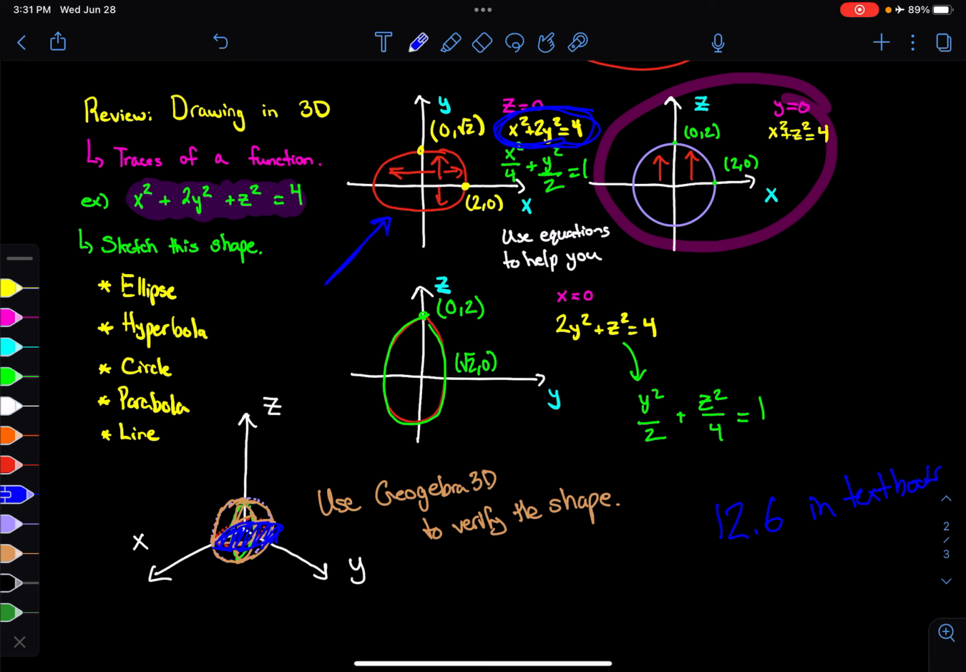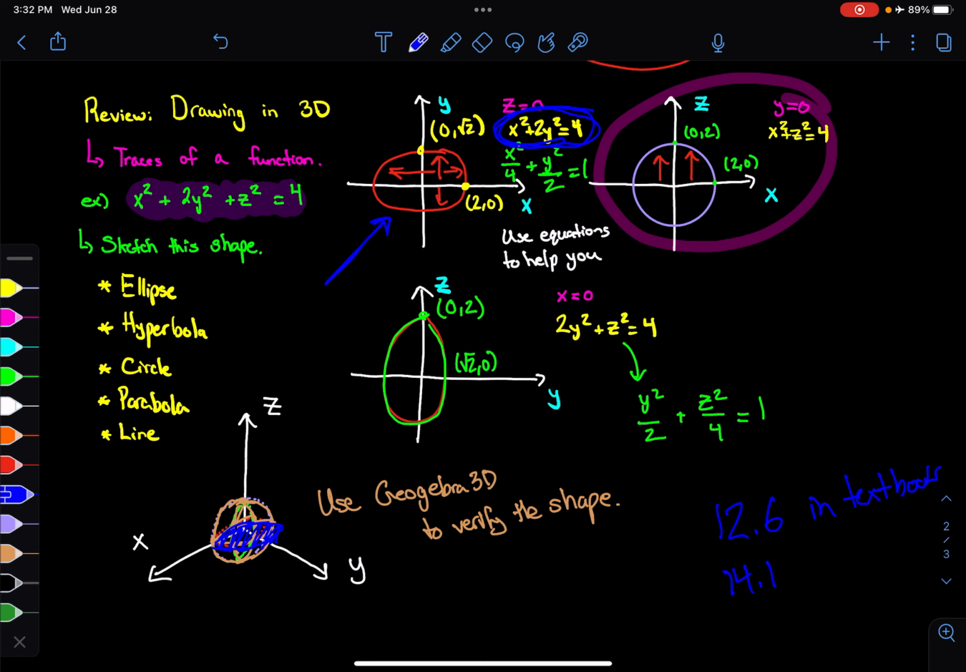I believe also, in 14.1, it talks about drawing level curves and things like that, which you can check out as well. But basically it just helps inform us what our shape is going to look like. So check this out, get some practice. Don't just watch this video and be like, oh yeah, okay, I'm good. You should try to do a couple examples from 12.6 and check your answer on GeoGebra.